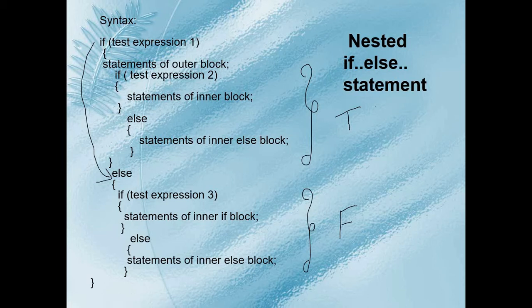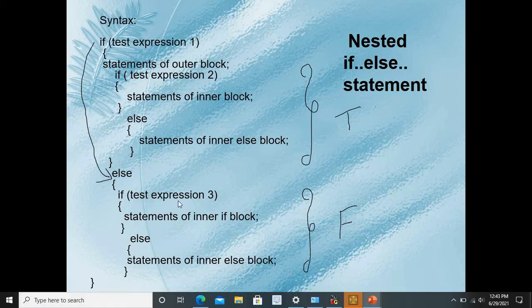If the outer test expression is false, then it goes to else block where we may have another if statement. So we have here if test expression 3. If this test expression 3 is true, statements of inner if block are executed. If the test expression 3 is false, it goes to else part.